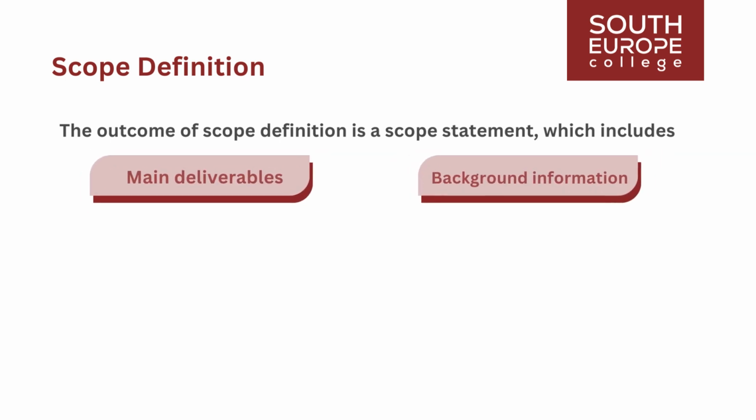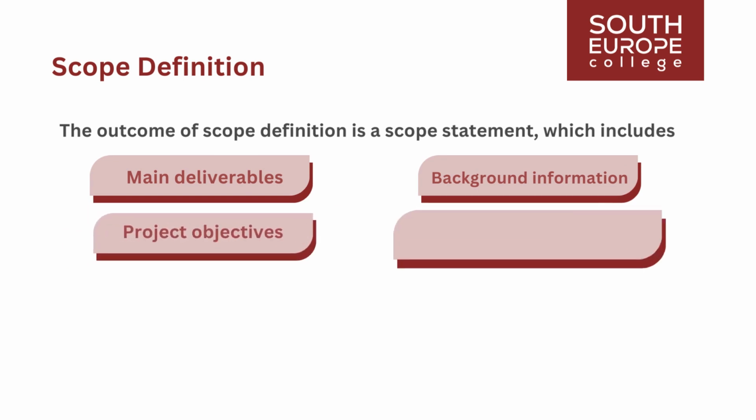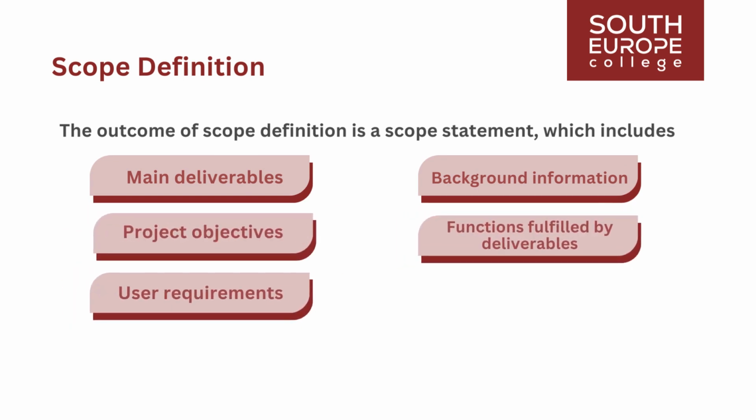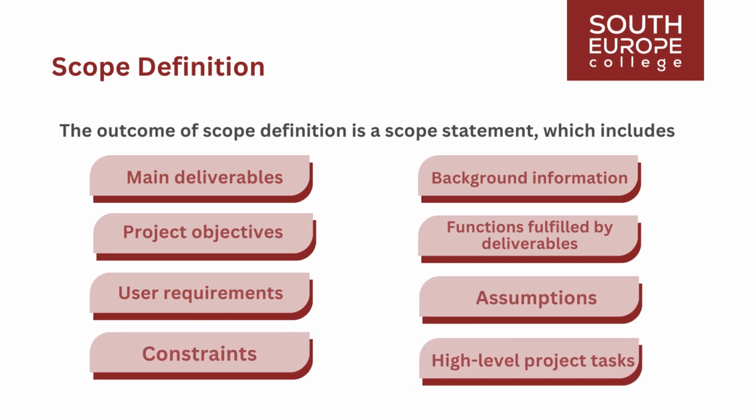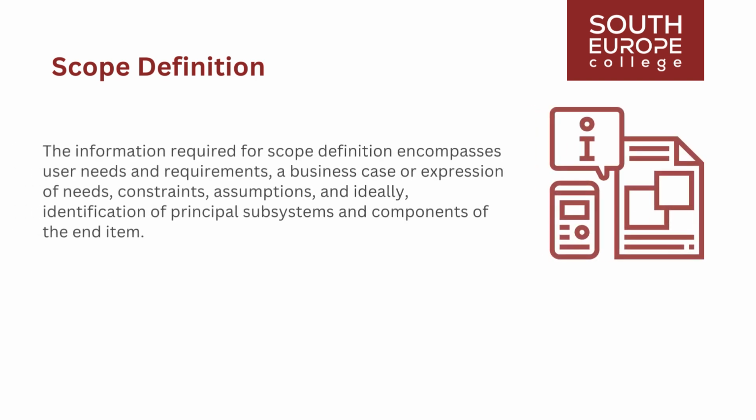problem or exploited opportunity, project objectives, functions fulfilled by deliverables, user requirements, assumptions, constraints, and high-level project tasks or major areas of work. The information required for scope definition encompasses user needs and requirements, a business case or expression of needs, constraints, assumptions, and ideally, identification of principal subsystems and components of the end item. The scope statement encompasses everything considered part of the project or contract, including support, side items, exclusions, and related areas of work or deliverables not explicitly part of the project.